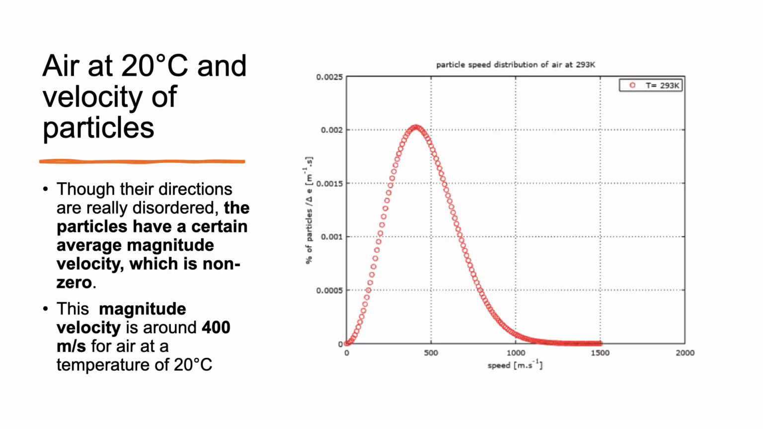So if we look at air at 20 degrees Celsius, and you'll see that I'm mentioning temperature because it's important, and we look at the velocity of the particles, we see that there is this mean value of velocity. For air at 20 degrees Celsius, it's 400 meters per second. And there is a distribution of velocities inside all those particles. We'll see where it comes from a bit later.